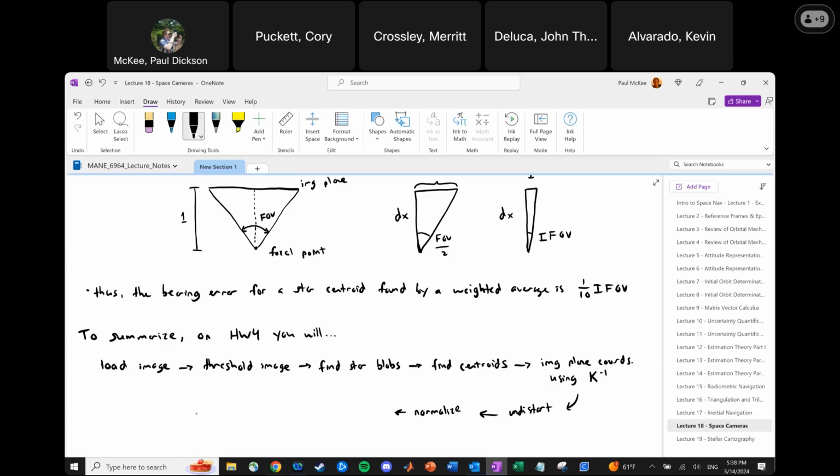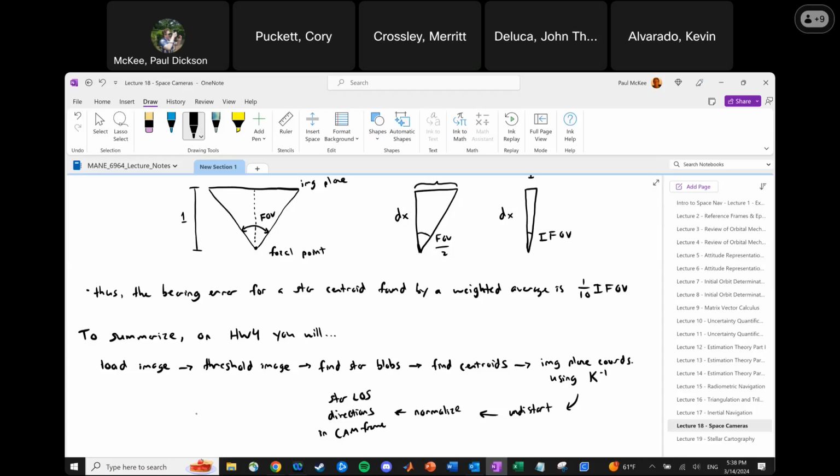And this gives you star line of sight directions in the camera frame, which is the goal of this lecture. So hopefully this gives you what you need to accomplish that.